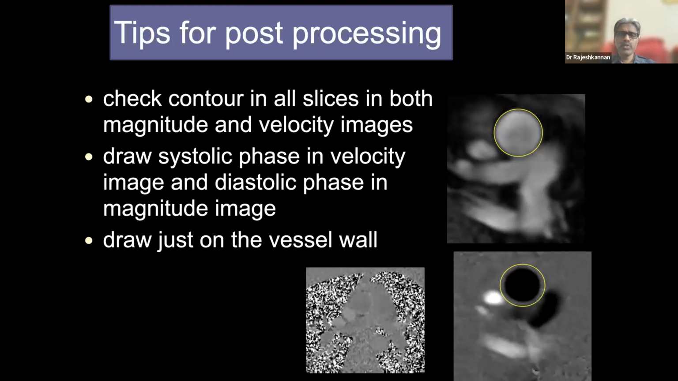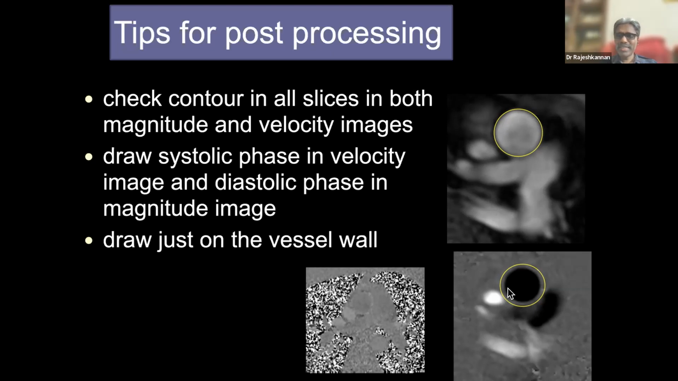It's also important to know how to do the post processing. First of all, we have to check all the slices in both the magnitude image and the phase image, or the velocity image. In the magnitude image, you have to look for any phase wrap artifact, which sometimes can be difficult to appreciate on the velocity image. So you look at the phase in the correct anatomical magnitude image also for any other artifacts. Then you try to contour exactly on the wall of the vessel without any overlap with any adjacent structure.